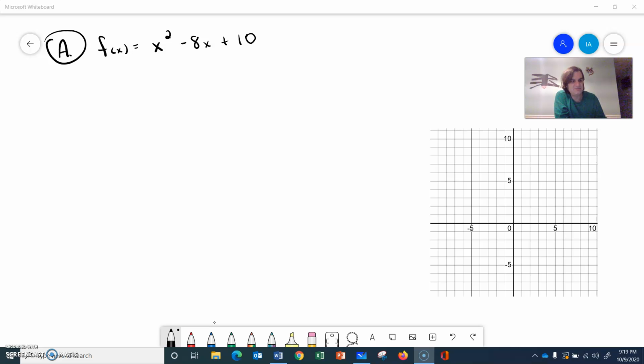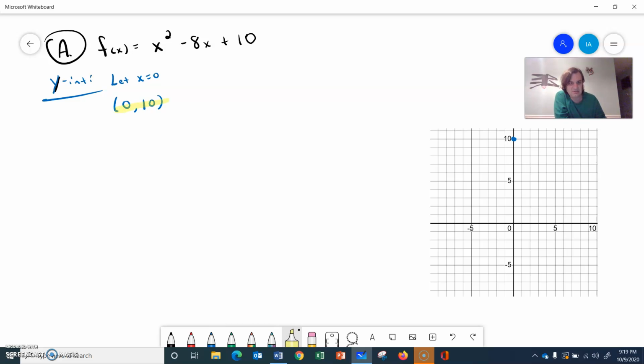So very quickly we will find the y-intercept by letting x equal 0. And in that case, if we let x equal 0, we plug that into our x squared minus 8x plus 10, and we get the point 0, 10. So I'm going to put that way up here on my graph.